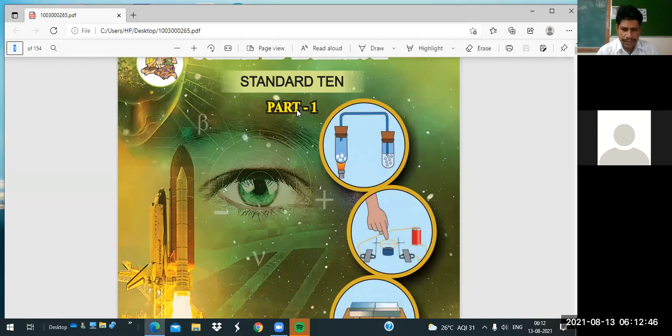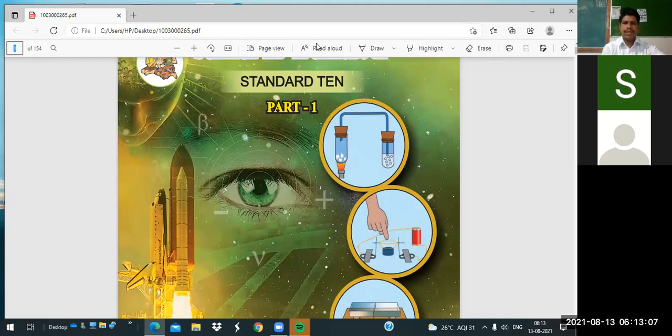Next point is malleability. What is malleability? Could you tell me? Metals, upon being heated, are converted into sheets. Yes, we can see iron sheets, for example on the roofs of houses. They are made from iron metal, which is converted into a thin sheet, and this property is called malleability.